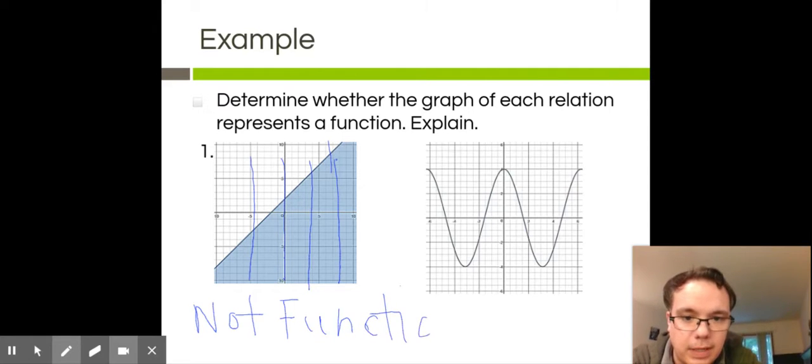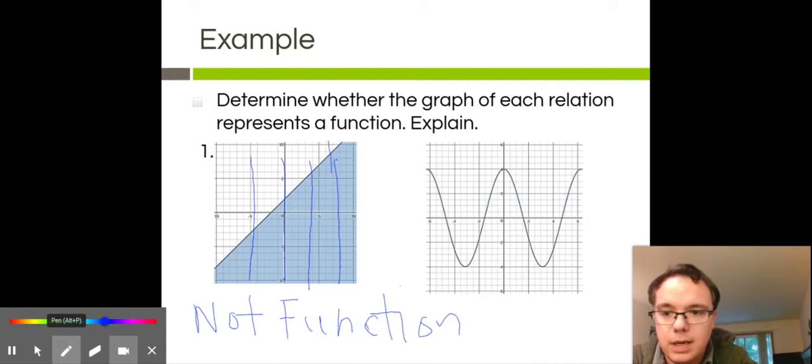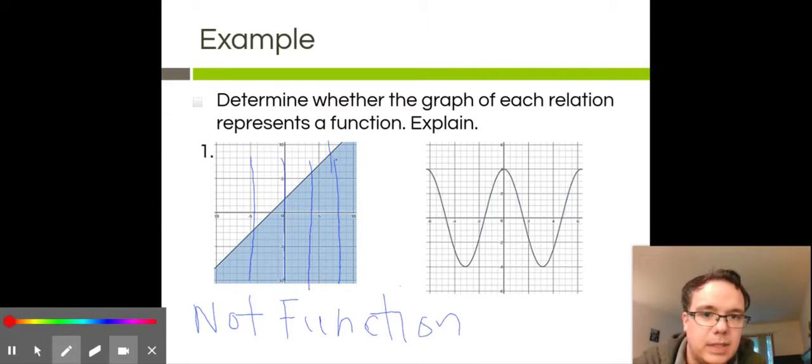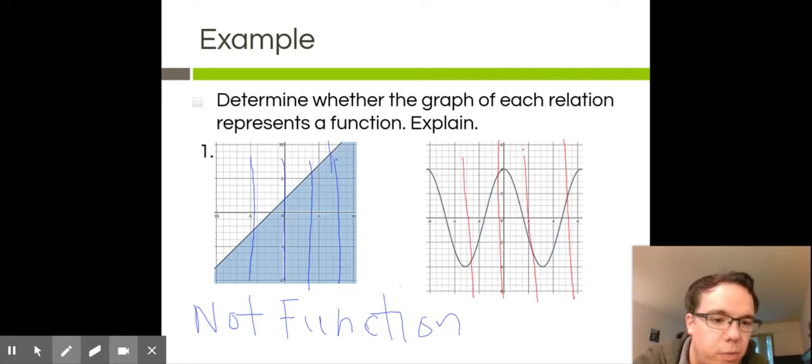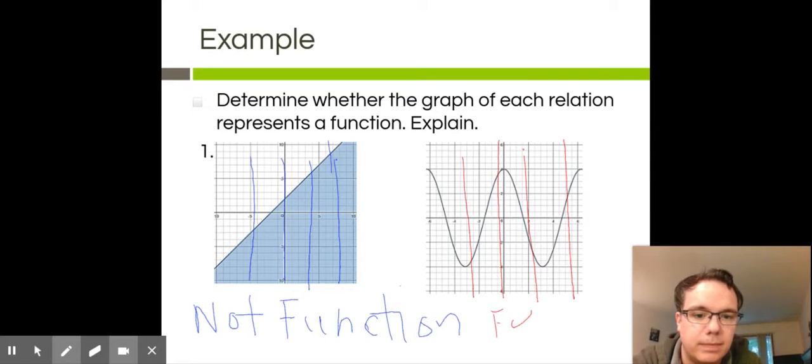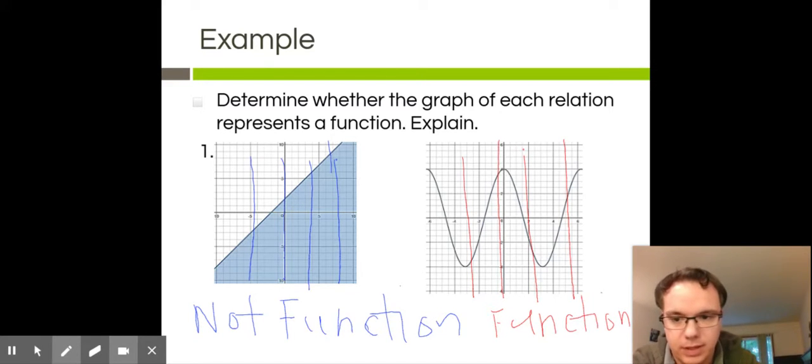All right. On the other hand, I believe this is a cosine function. If we put any vertical lines through it, they only touch each part of our function once. There's no place where you could put a vertical line and it would touch it twice. So our cosine function is a function. So the vertical line test: if it touches more than 1 point, not a function. If it doesn't touch more than 1 point, it is a function.